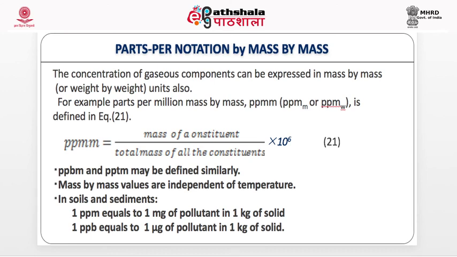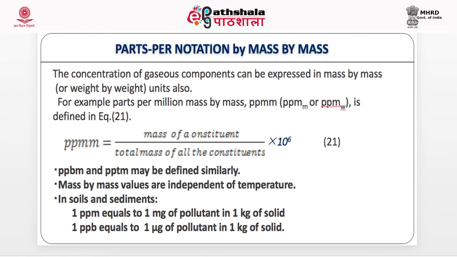Parts per notation, mass by mass. The concentration of gaseous components can be expressed as mass by mass or weight by weight. Remember, mass and weight in chemistry earlier used to be molecular weight or atomic weight. Now they have been dispensed with. The correct nomenclature is molar mass or atomic mass. But in literature, molecular weight and atomic weight both are used.